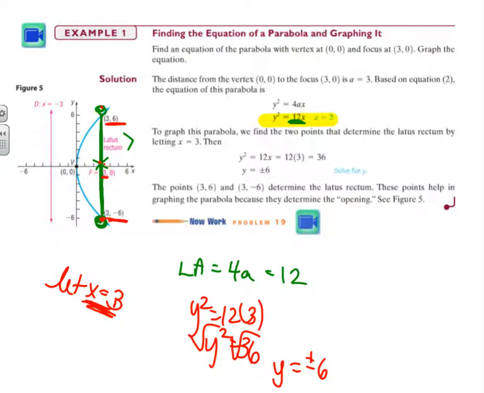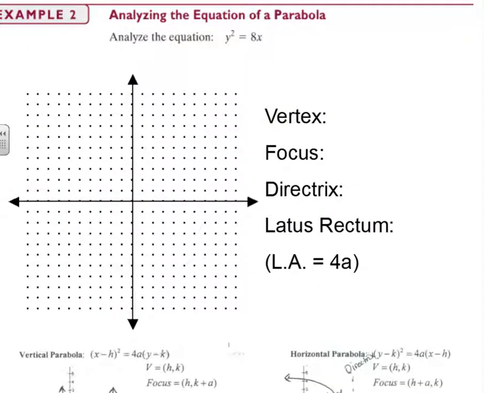But notice that that total distance of the lattice rectum is 4a, or in this case, the 4a is a 12. And that certainly is 12 units, because from here to here was 6 units, and from here to here was 6 units. The total is 12 units. So the lattice rectum is probably a new term as well. So here it goes. It says analyze the graph. And whenever it says analyze the graph, we're going to look at several things, trying to find the vertex, the focus, directrix, and the lattice rectum, which we just talked about.